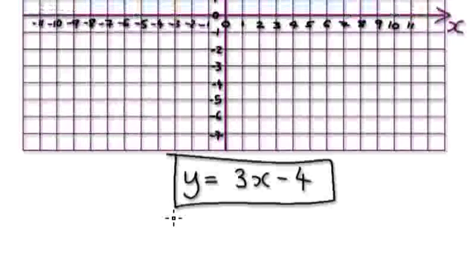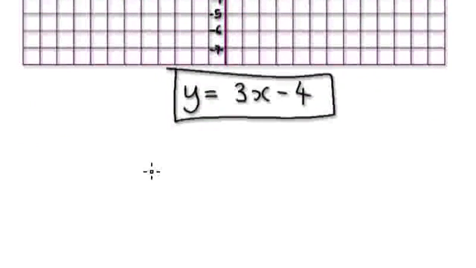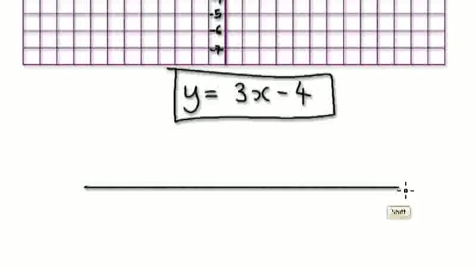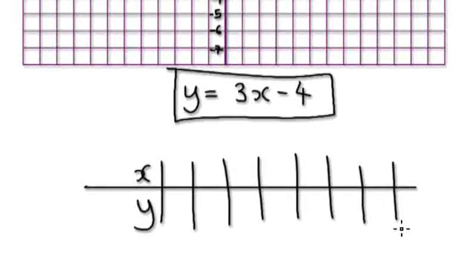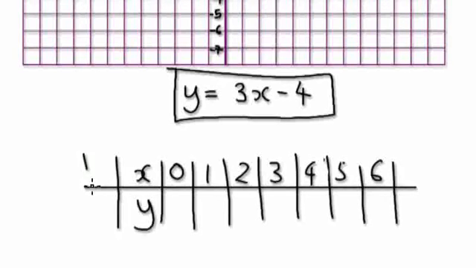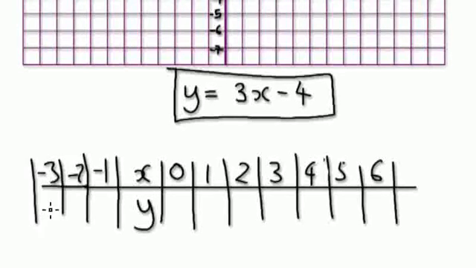So the first thing we do is try and create the table. So bear with me. So let's try and create a table. So x would be here, y would be here. Now create lots of points on here. So this could be 0, 1, 2, 3, 4, 5, 6, and so on. We could enter the negative realm. So -1, -2, -3, and so on.